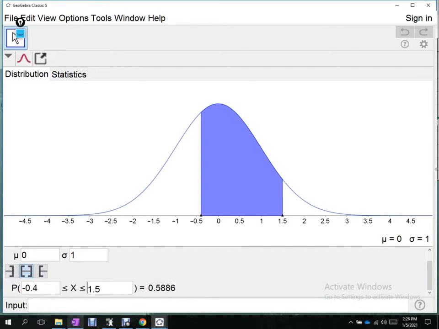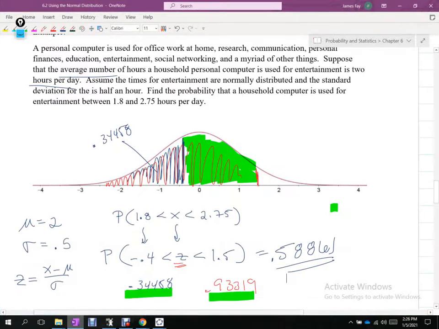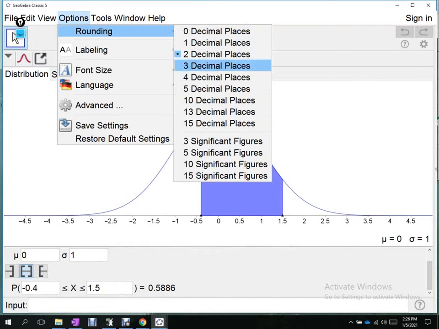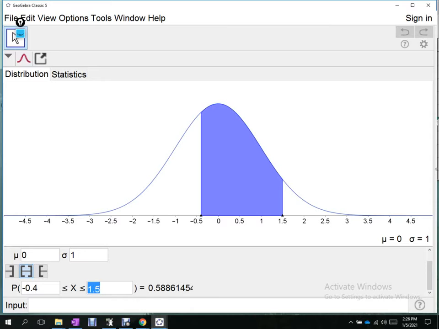Is that the same thing that we found by hand? 0.58861, right? The nice thing about GeoGebra and Desmos is that I can go out to as many decimal places as I want, where the table has only got a precision, I think, out to 5 decimal places. But when we talk about probability, we're really not worried about decimal places that far out, at least for most of our applications. So that makes sense, right? Is that okay with everybody?